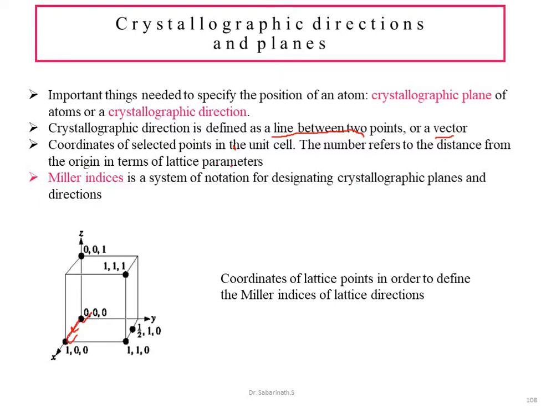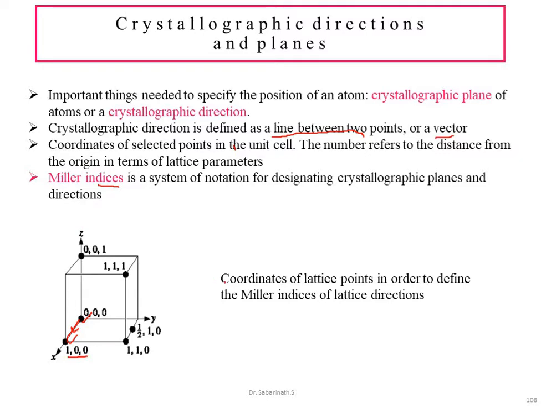Let us see the Miller indices. Miller indices is a system of notations for designating crystallographic planes and directions. Here we can see the Miller indices for our directions, and all these things represent the direction. First we will see the direction, and then we will see the plane.